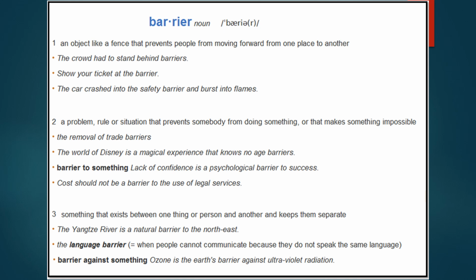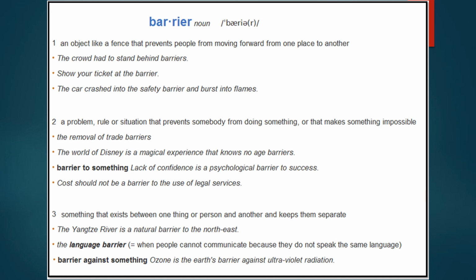Barrier. This is a noun. The meaning of the word is an object like a fence that prevents people from moving forward from one place to another. We can use this word like this. The crowd had to stand behind barriers. Show your ticket at the barrier. The car crashed into the safety barrier and burst into flames.